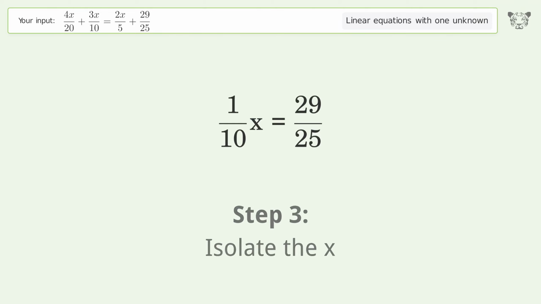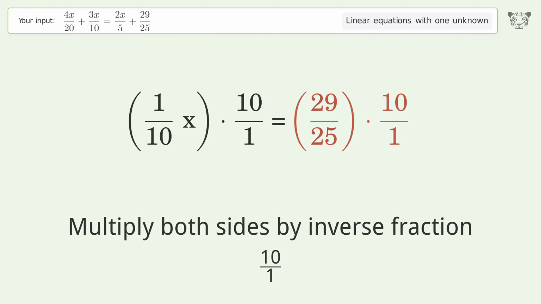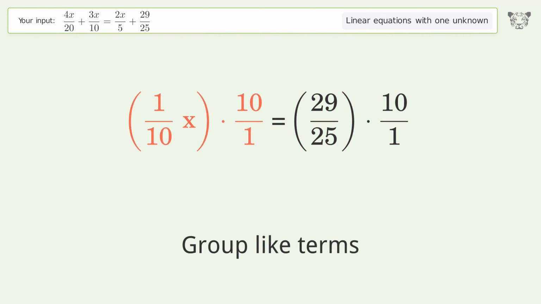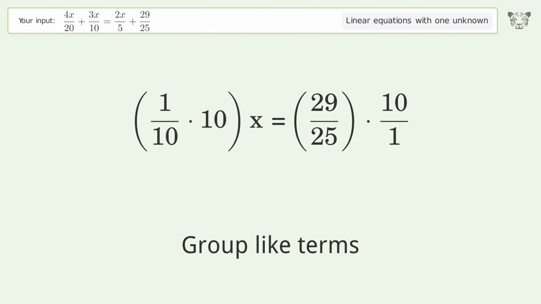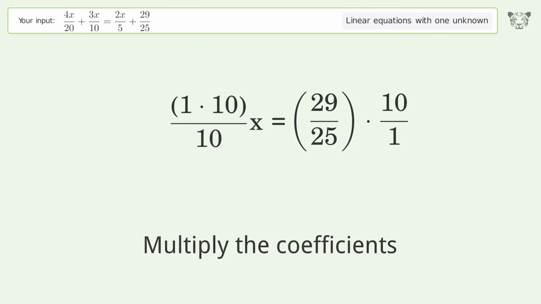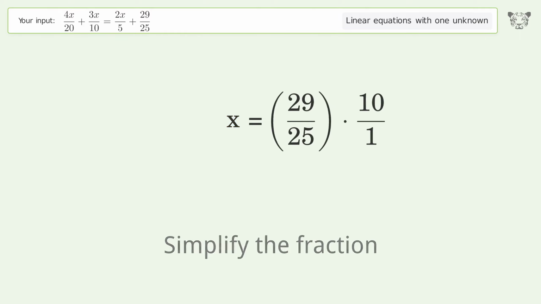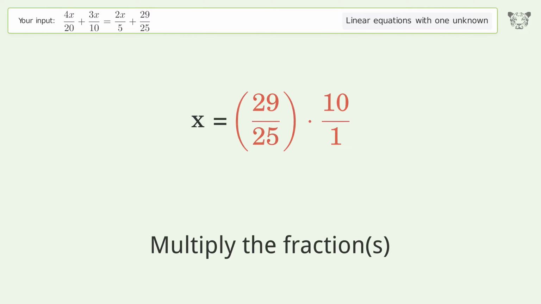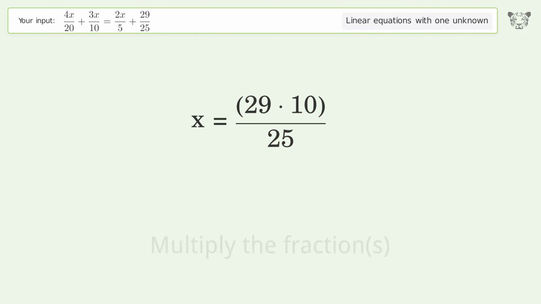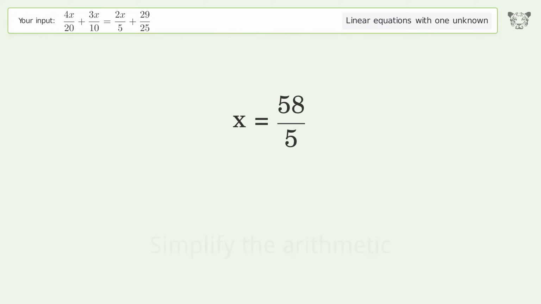Isolate the x. Multiply both sides by inverse fraction 10/1. Group like terms. Multiply the coefficients. Simplify the fraction. Multiply the fractions. Simplify the arithmetic. And so the final result is x equals 58/5.